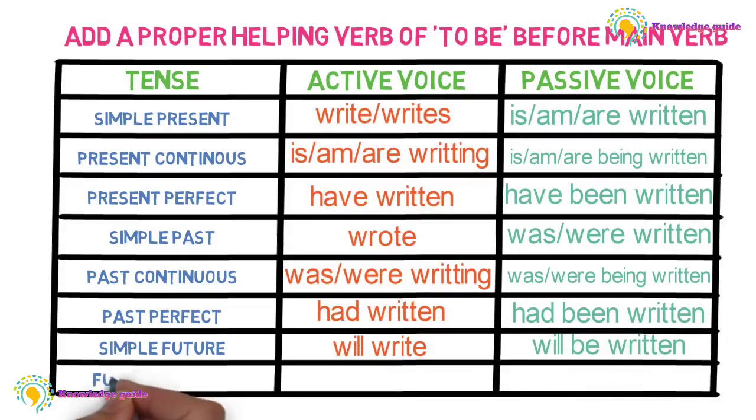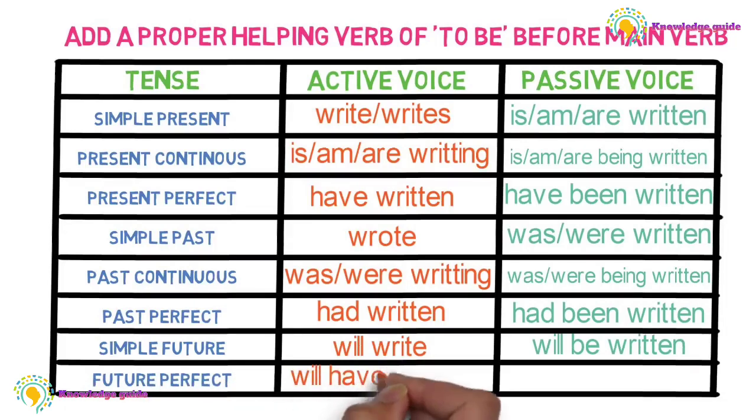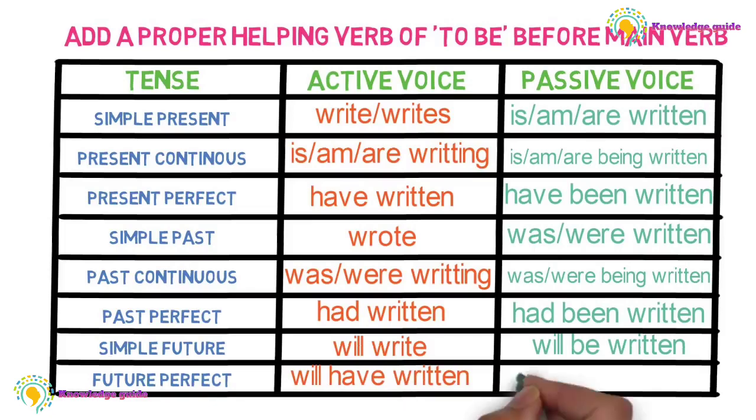For future perfect tense in active voice, we use will have written. But in passive voice, we add been after a helping verb will have and written, which is the verb's third form. So these are the 8 tenses chart for understanding which helping verb to use.